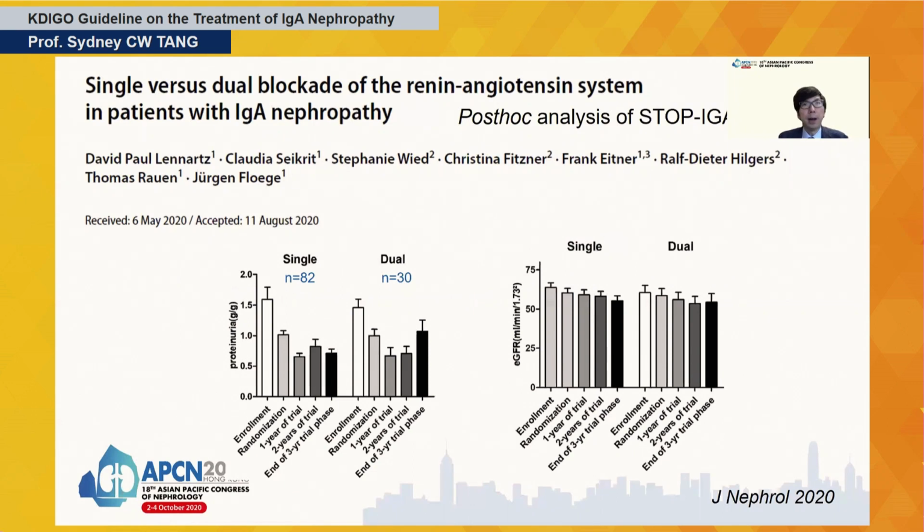Now, I also told you that we should not treat the patient with both ACEI and ARB, specifically for IgA nephropathy. This also comes from a post-hoc analysis of the STOP trial, in which you can see that around 80 patients received a single RAS blocker and 30 patients a dual RAS blocker. Over follow-up of up to 3 years, there was actually no difference between the two groups in terms of proteinuria and also eGFR.